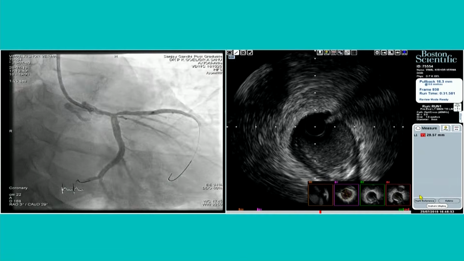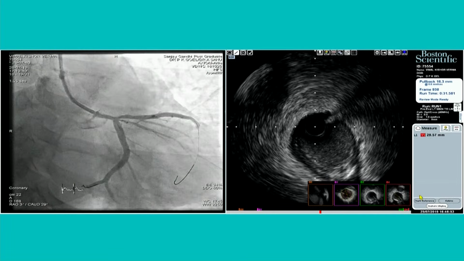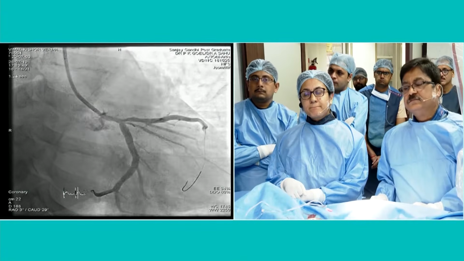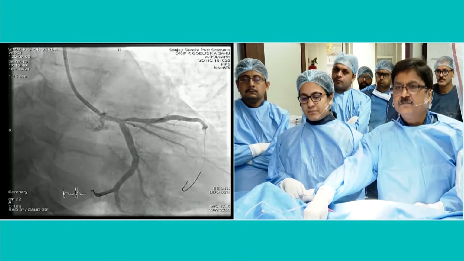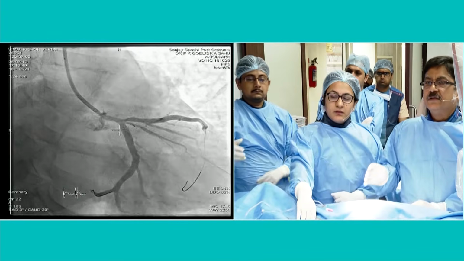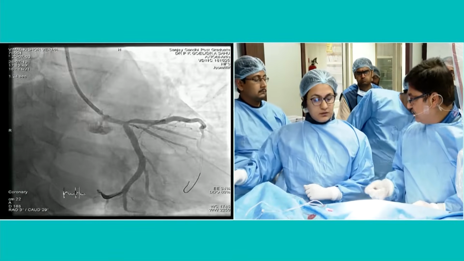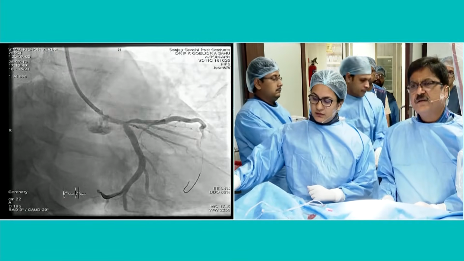It will not be totally normal in this case. This is a left dominant circulation. The ostial circumflex will be affected, although not very significantly, but there will be definitely 30%, 40%, because distal left main is involved, ostial circumflex is involved, and left dominant circulation. This circumflex is equivalent to 2 vessels.